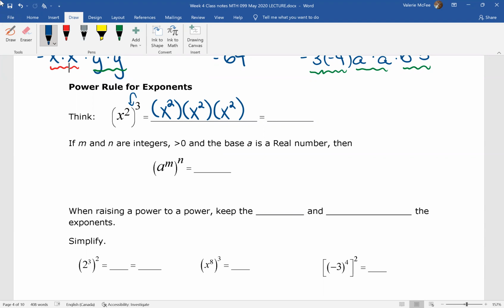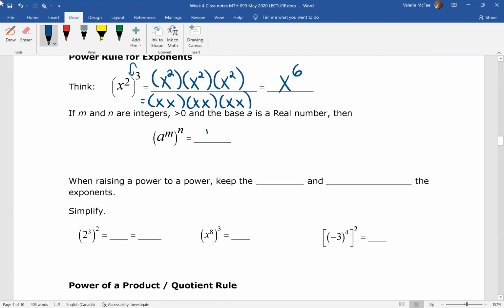And remember, if I expanded the exponents, we would have x times x multiplying itself 3 times. Can you see what we did? We have 6 x's. This is x to the power of 6. We kept the base again, and we multiplied the exponents. Keep the base, multiply the exponents.